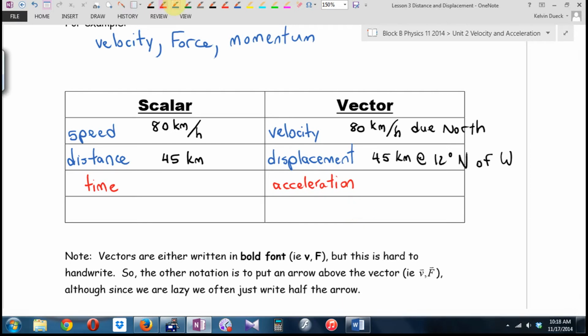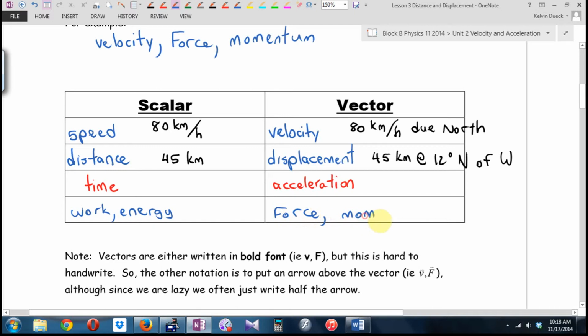Other ones that we'll look at that are scalars: work, energy, we'll get to those this year. Other ones that we'll look at that are vectors: force, momentum.